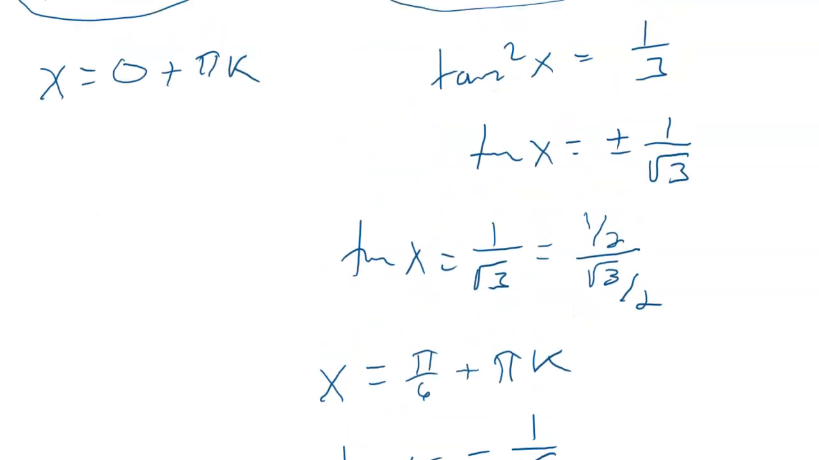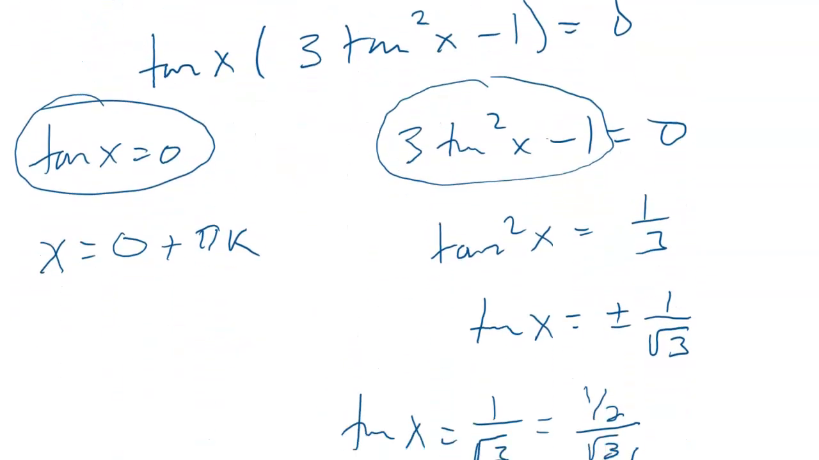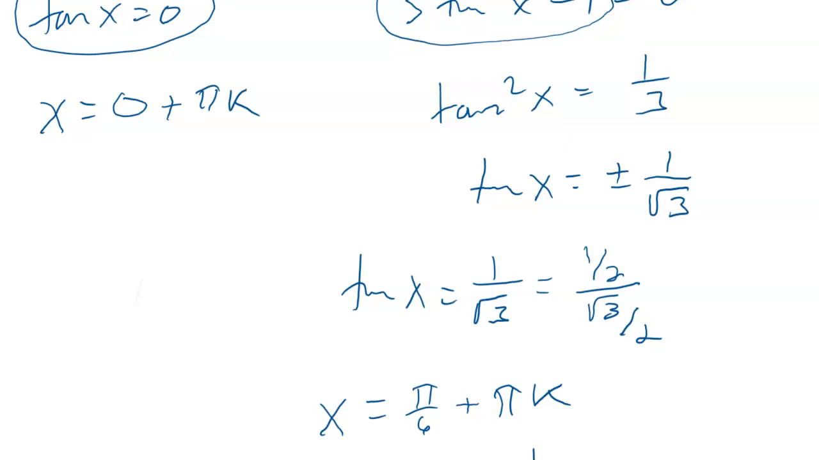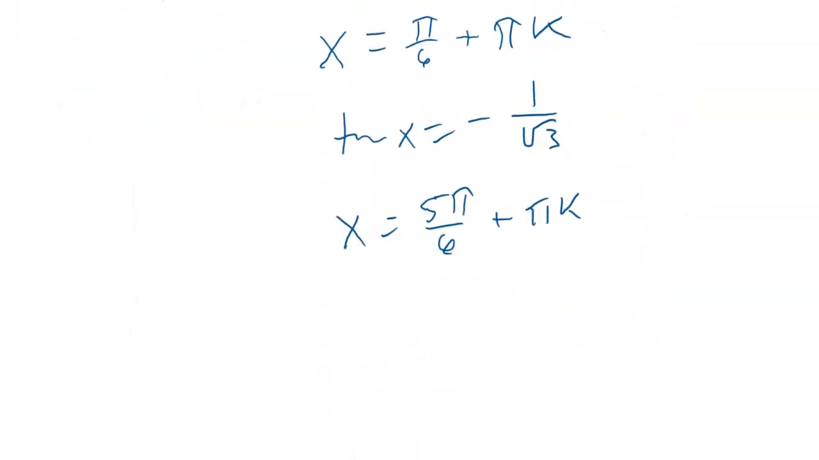And that is problem number 6. I want to double check the answer. Okay, 0 plus pi k, pi 6. Yep. On to the next, on to 7.